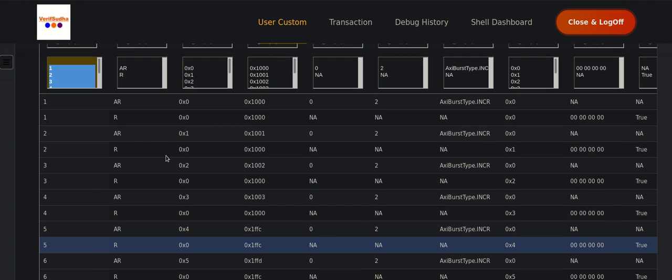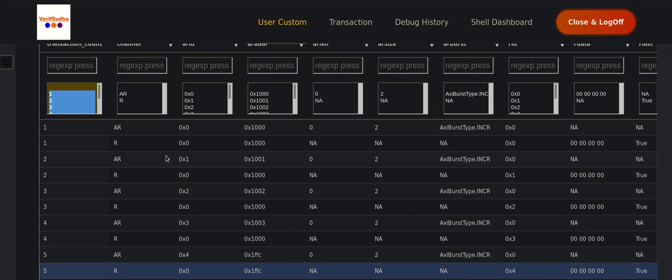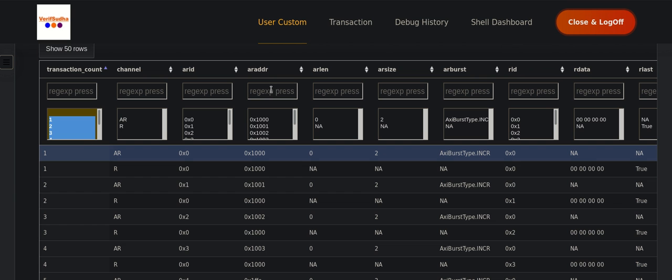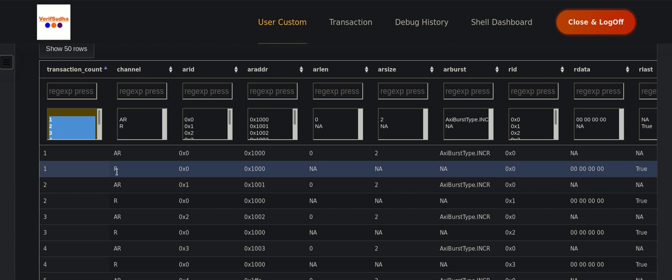Now, when we look at this, I think it's really very simple. On the AR channel, we are issuing the corresponding AR address, AR length of 0, indicating a burst of 1, and AR size of 2, encoding indicating 4 bytes, and we are using the incrementing burst type. And then there is a corresponding read data that shows up on the channel, and the RID would be matching.